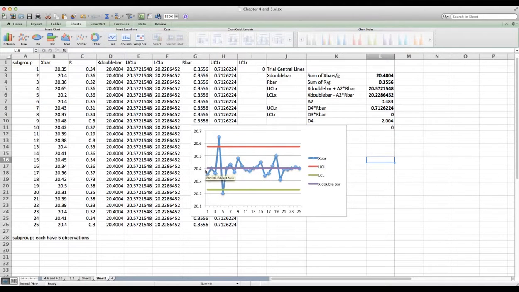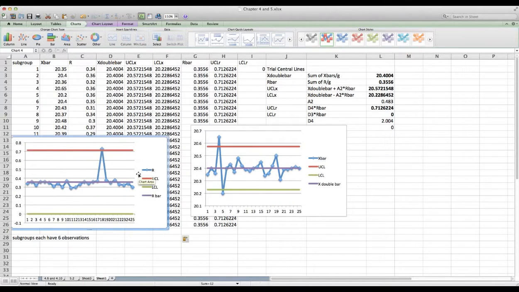What I can create is something that looks like this. Beautiful. Got my actual data in here. Got my X double bar line. Got my upper control limit line. Got my lower control limit line. Done. And I could do the same thing to construct the R chart. Okay, we're done with step number 4 of constructing control charts for both X bar charts and R charts.